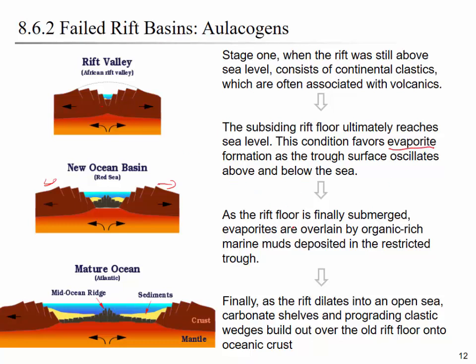Evaporite. And then as the rift floor is finally submerged, evaporites are often overlain by organic-rich marine mud deposited in the restricted trough. And this becomes the source rock. And finally, as the rift dilates into an open sea, carbonate shelves and progradational clastic wedges build out over the old rift floor onto the ocean crust. So this is the main mechanism for developing the ridge and the rift basin.